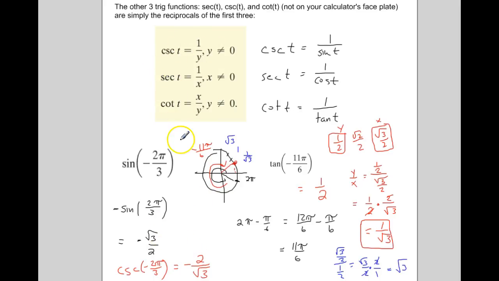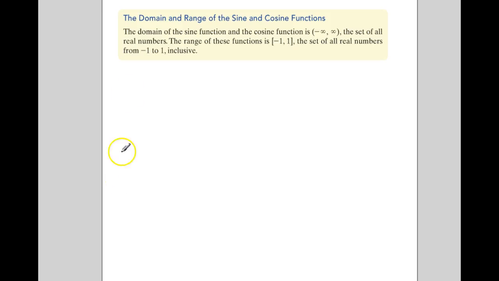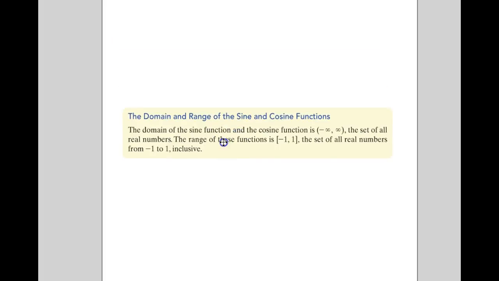To find the other three trig functions, we just take the reciprocals of those first three: the sine, the cosine, and the tangent. Now a couple properties. This will be really important for the next couple sections.